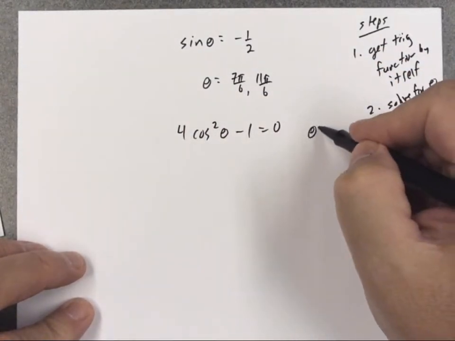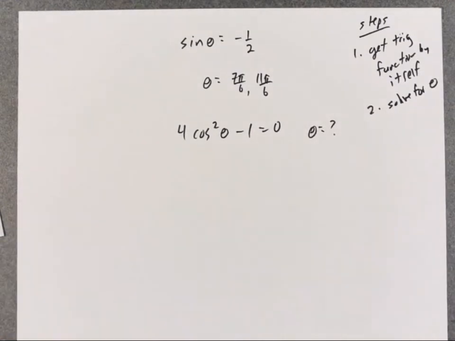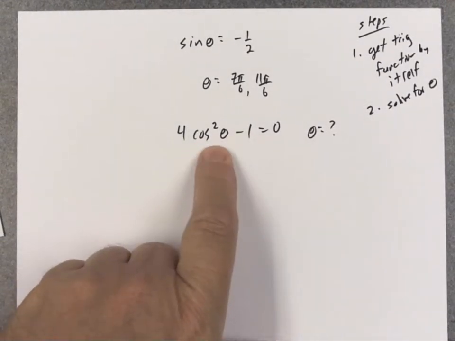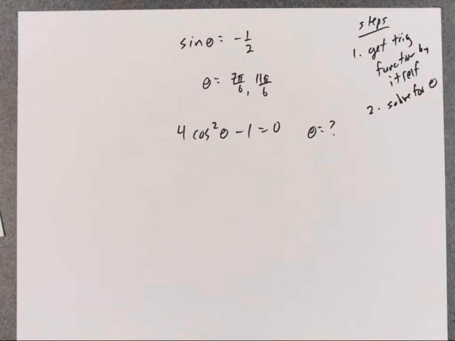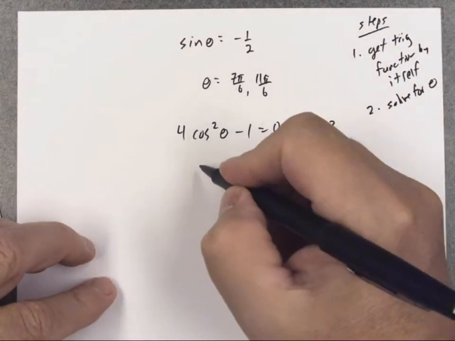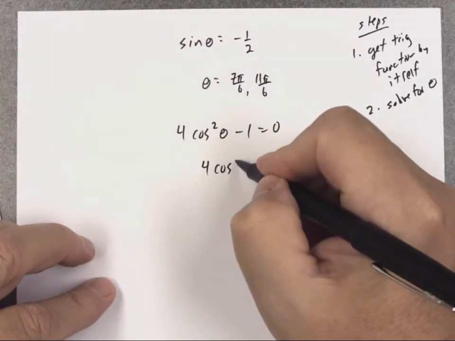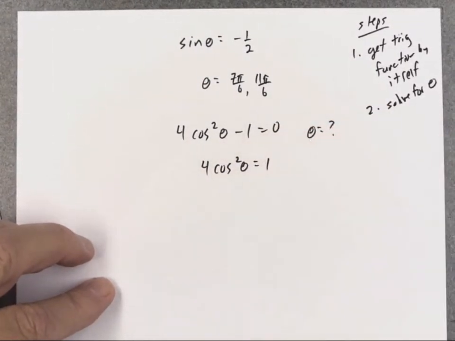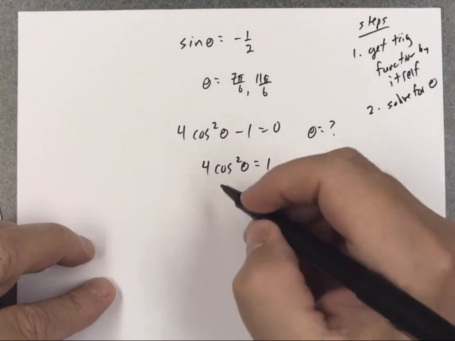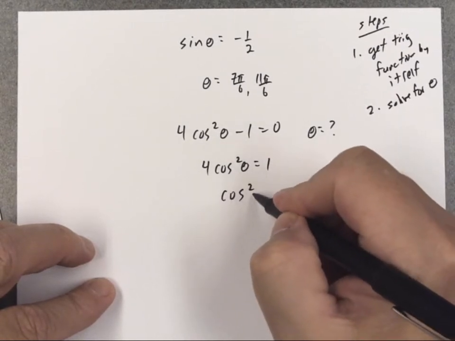Once again, we're asked to solve this equation for theta. We're trying to find the angle that makes this equation true. First step, get the trig function by itself. I'll add 1 to both sides. Divide both sides by 4.